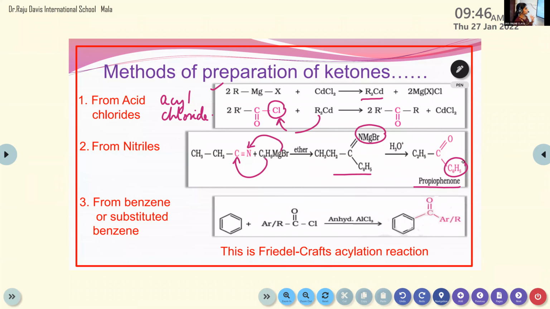So this is the second method of preparation of ketone, that is from nitriles. This is clear? So here also the reagent is Grignard reagent in the presence of ether. The triple bond breaks, MgBr adds to nitrogen, C6H5 to carbon. Then on addition of water, respective ketones will be formed. Clear?